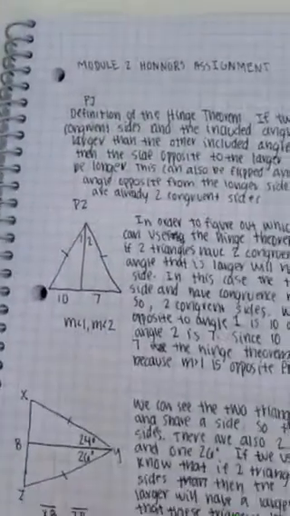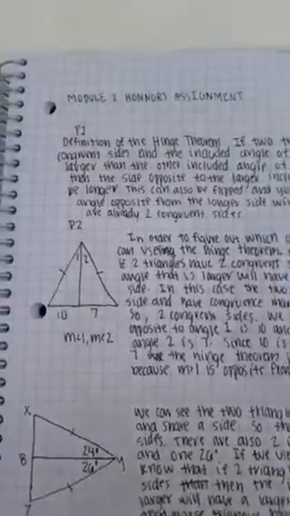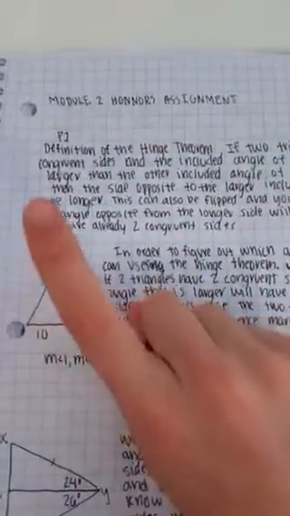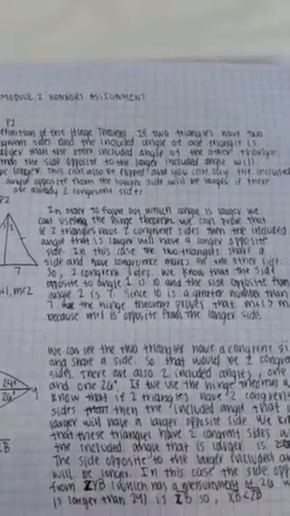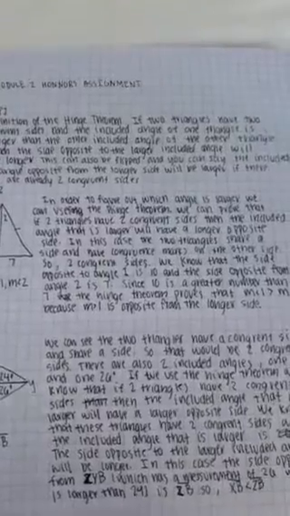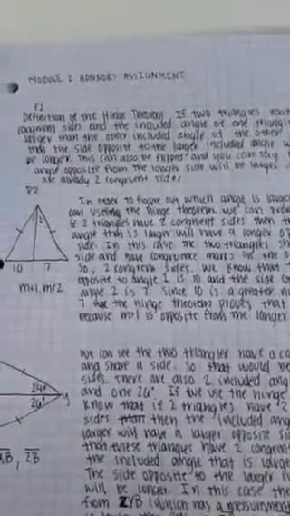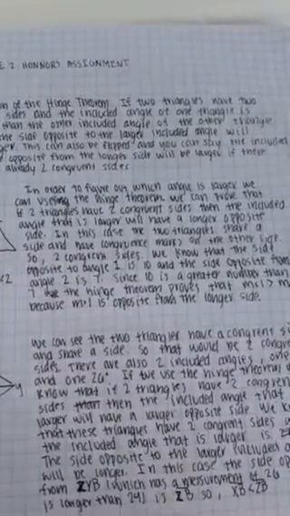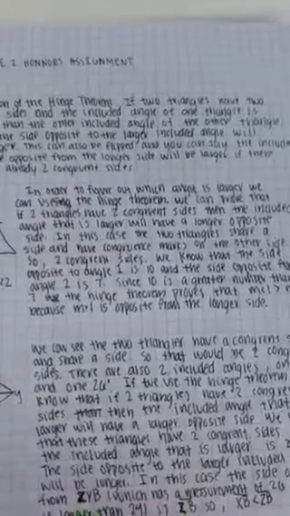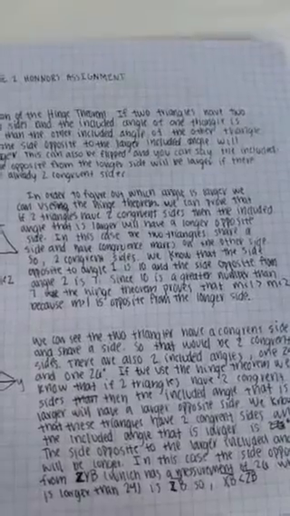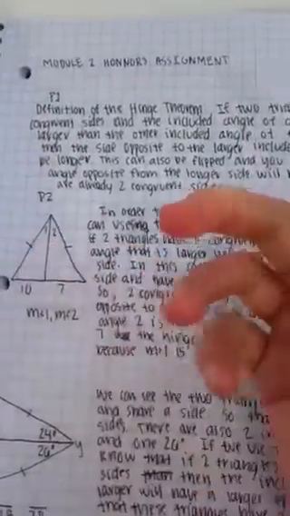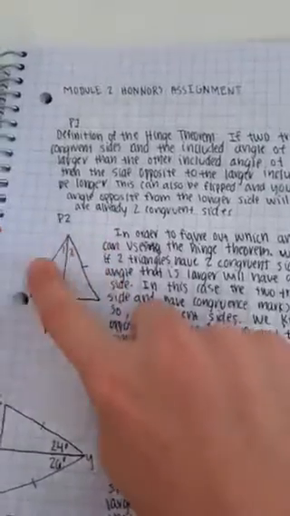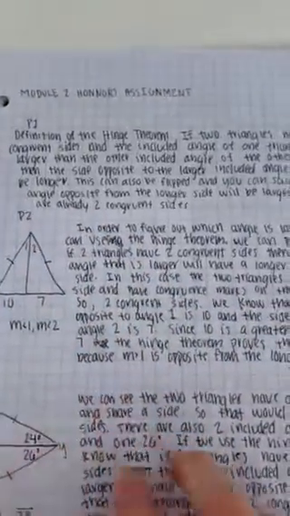So this one, we're trying to figure out which is larger, measurement of angle 1 or measurement of angle 2. In order to figure out which angle is larger, we can use the hinge theorem. We can prove that if two triangles have two congruent sides, then the included angle that is larger will have a longer opposite side. In this case, the two triangles share a side and have congruence marks on the other side. So they share a side, which has to be congruent, and they have the congruence marks, so that means they have two congruent sides.